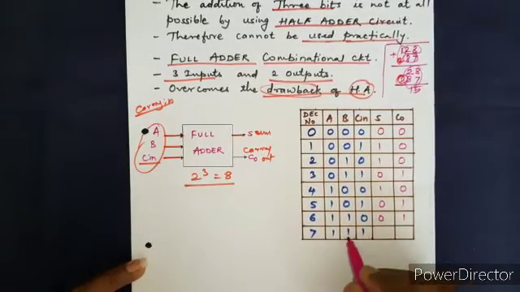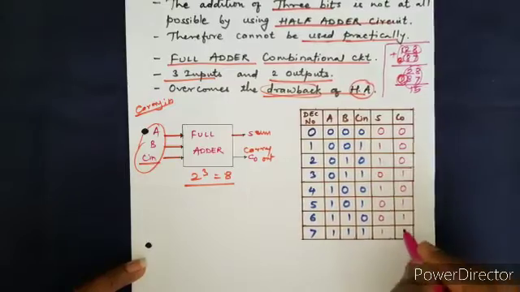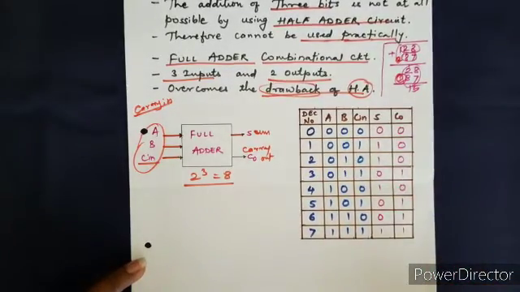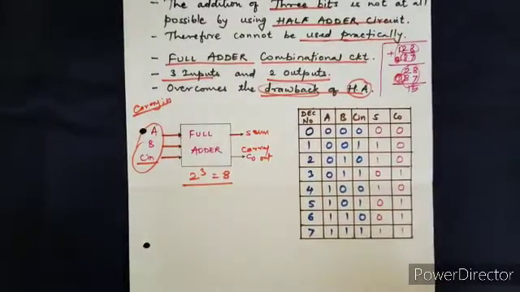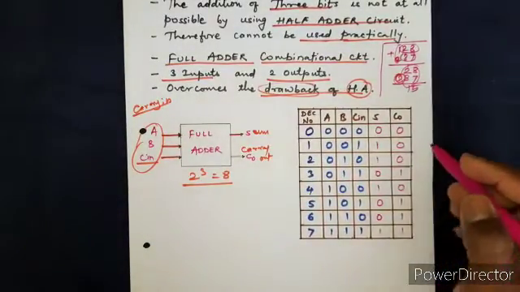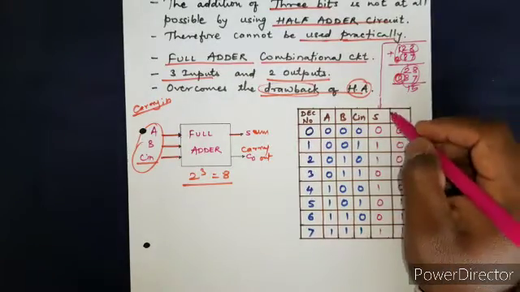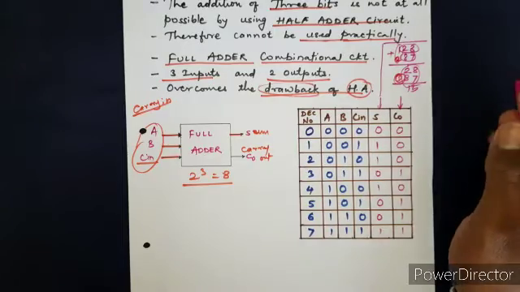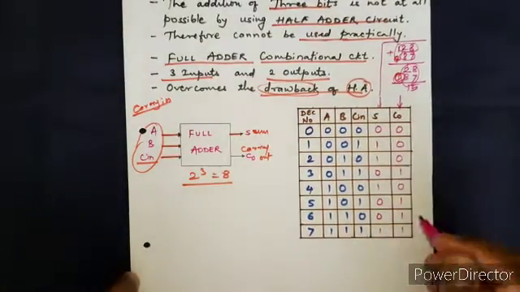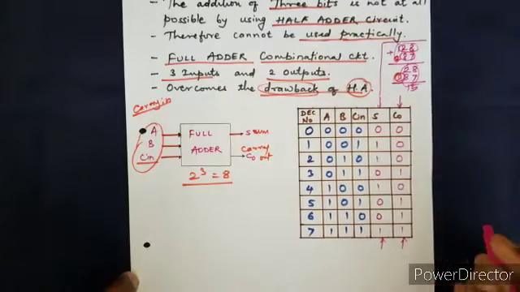Now here this is a triple 1. You have to always remember triple 1: sum is 1, carry is also 1. We have already discussed this in our binary arithmetic. So this is the output column for sum and this is the output column for carry out.